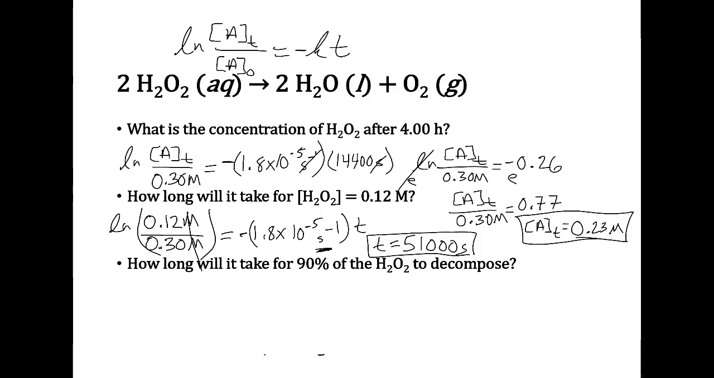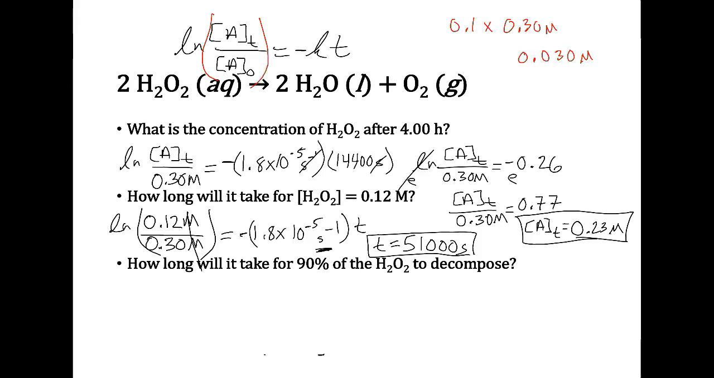So if we want to figure out A sub t, you can take 0.1 times your initial concentration, which is 0.30 molar, and find that at this point in time, 0.030 molar remains. But since we have the natural log of A sub t over A sub naught, it doesn't matter what the initial concentration was for this first order reaction. And this only works for a first order reaction.